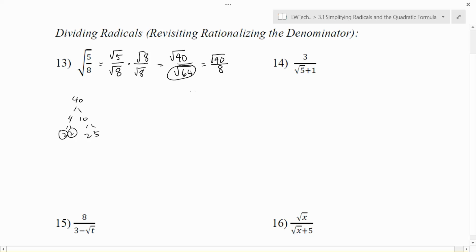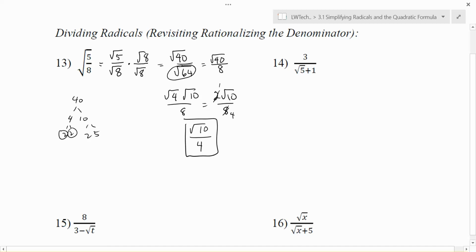So we should break up that square root of 40 to be the square root of 4 times the square root of 10 over 8, which is 2 square root of 10 over 8. And now that the 2 and the 8 are both outside the radicals, we can reduce those. So your best final answer for this is going to be square root of 10 over 4.